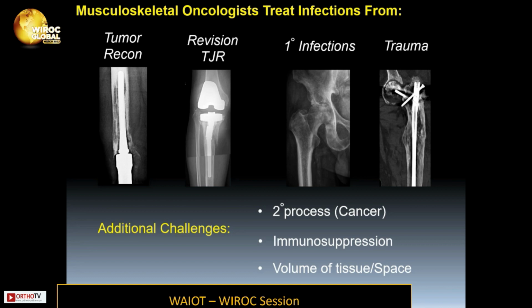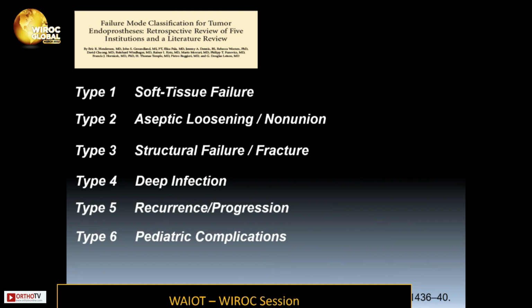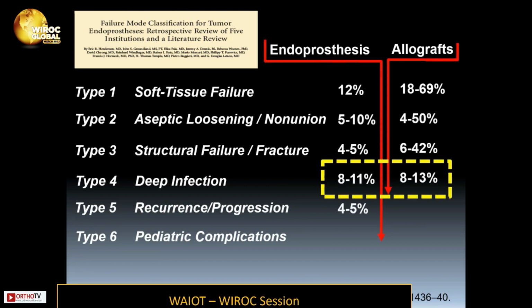Musculoskeletal oncologists treat infections from tumor reconstruction, revision joint replacement, primary infections, and trauma. Their additional challenges include dealing with the secondary process of cancer, patients who are immunosuppressed, and the volume of tissue and bone loss. Here are the common complication types for endoprosthetic reconstruction in oncology. These include endoprosthetics and allografts.